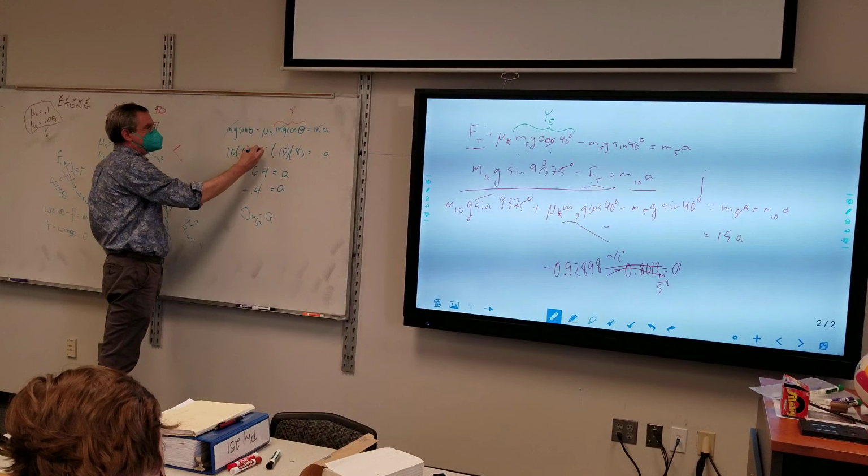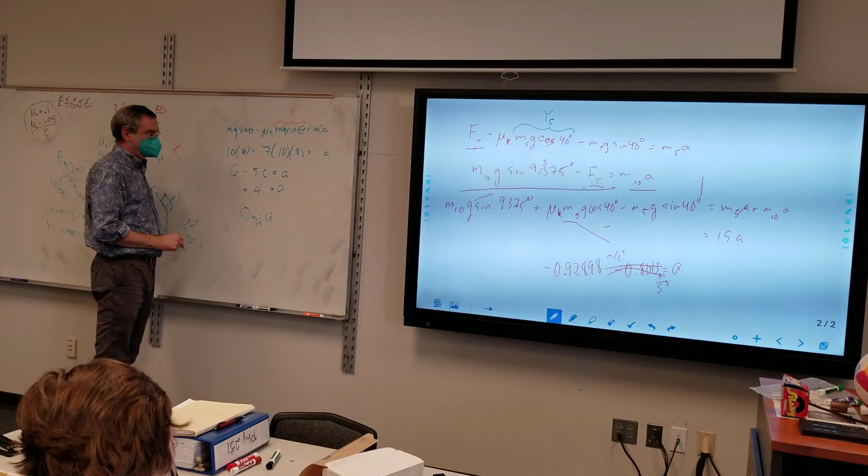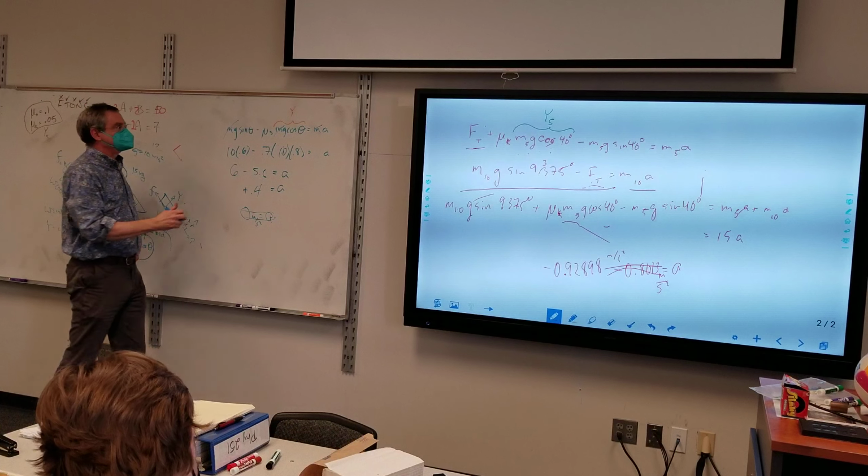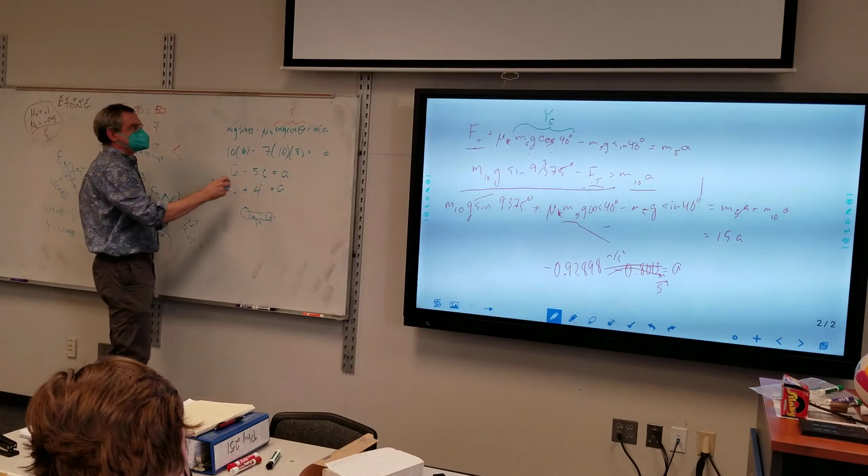So if this had been 0.7, then this becomes 5.6. It's positive 0.4. Now we know that it is going to actually move. So we put in mu k, and this becomes 0.8. 0.8 now?